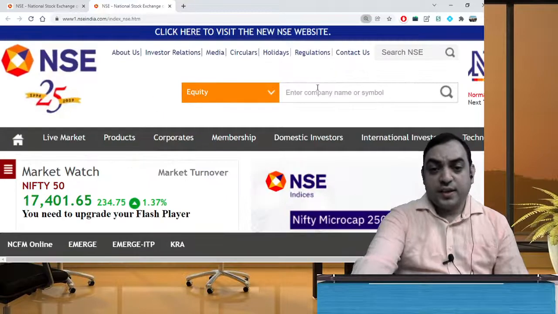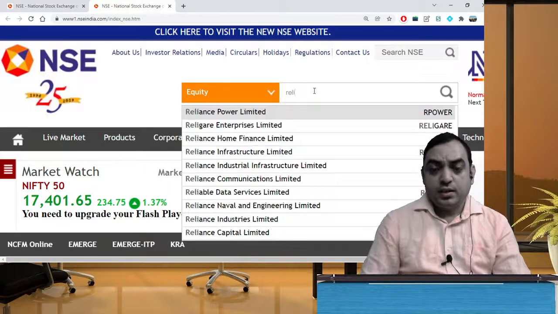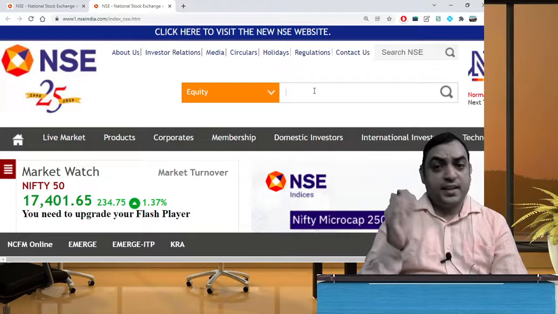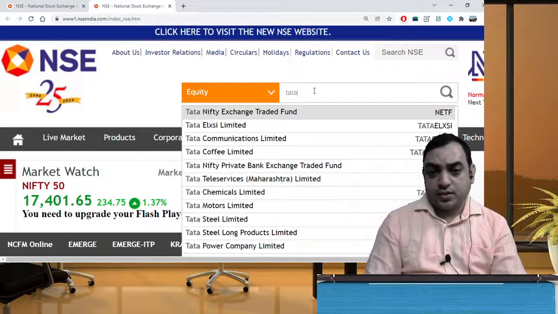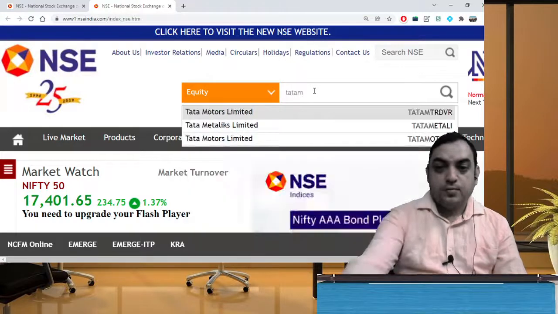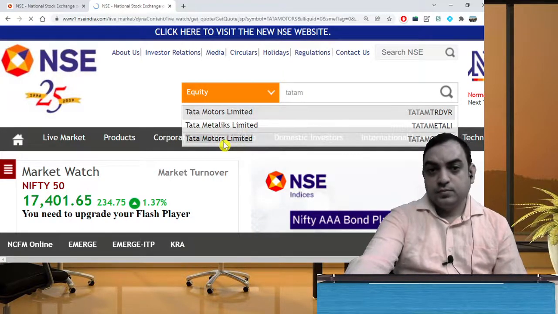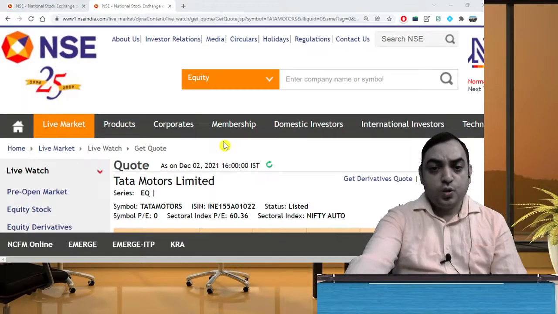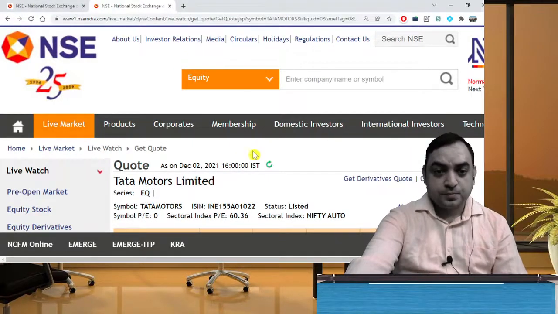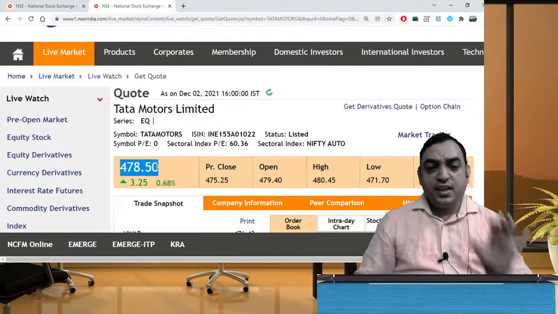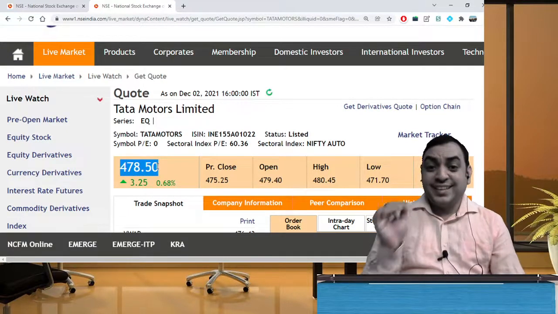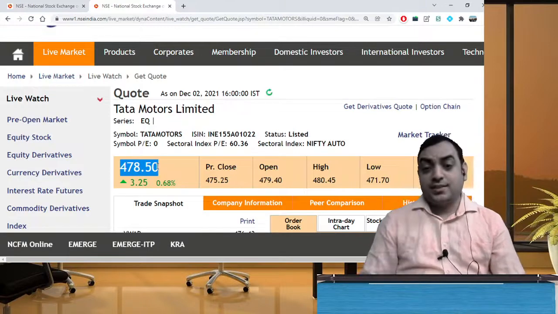So to make you understand the difference between the spot market and the futures market, let's say I'll take something like Tata Motors. In the NSE website, I'm looking at it. Hope you are able to see it. What is the price of Tata Motors? 478.5. This is called the spot price.